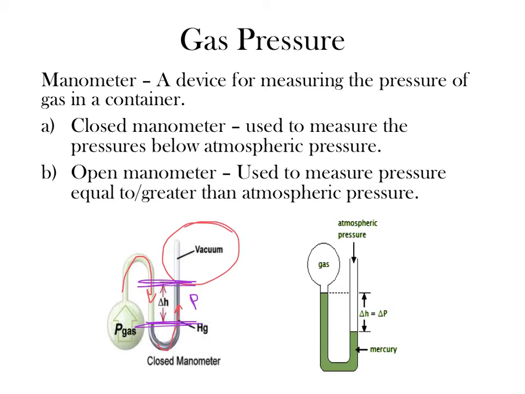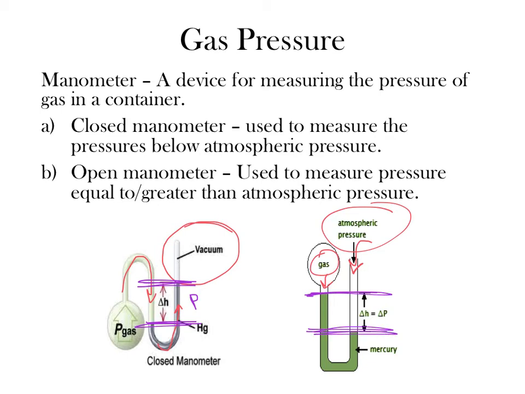We also have an open manometer. So this one's open to the atmosphere, so the atmosphere is pushing down, and the gas itself is pushing down, and so we're going to compare how much the atmosphere is pushing to the gas inside the container. So this is used to measure pressure equal to or greater than atmospheric pressure, because we don't want to measure pressures less than atmospheric pressure, because we don't want this mercury to come up and then escape out into the air or bubble over the side. That seems like that would be a bad idea. But again, the difference in height in the 2 columns is considered the pressure of the gas.